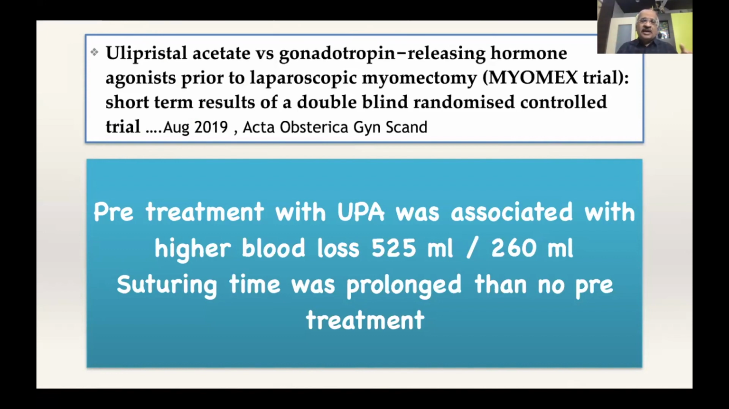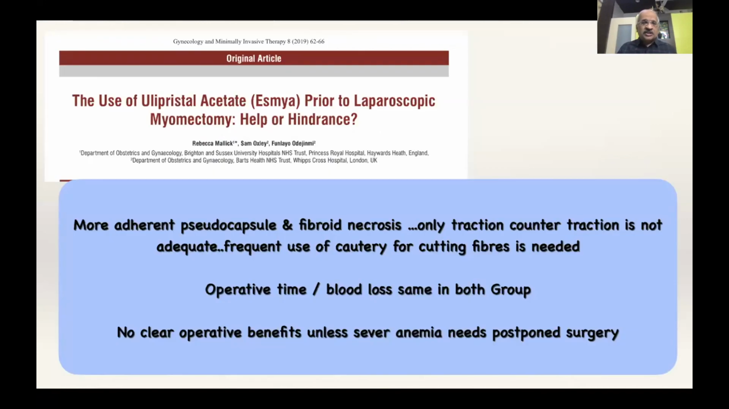But laparoscopic surgeons are not greatly in favor of this, because whenever you use ulipristal acetate as a pre-treatment before myomectomy, there are a lot of adhesions and more blood loss. There's a more adherent pseudocapsule, there is fibroid necrosis, and only traction countertraction with a myoma screw will not help. You may have to use frequent cautery, monopolar or bipolar, to dissect the microfibers which are causing those pseudocapsule adhesions. And obviously this will lead to more fibrosis later.